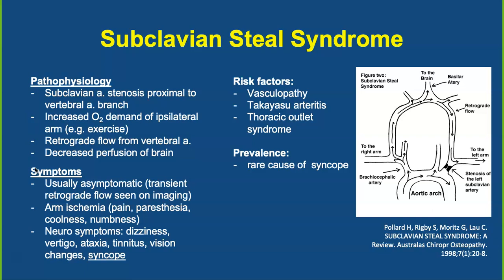Typically, this is asymptomatic, but if patients syncopize, they might also have arm ischemia or symptoms of arm ischemia, like pain or paresthesias in their arms. They might have just increased activity of their arms or move their arms up, which are all things you want to ask about if this is something you suspect. Risk factors include things like vasculopathies, specifically Takayasu arteritis or thoracic outlet syndrome. And this is rather rare, but it is important to think about.